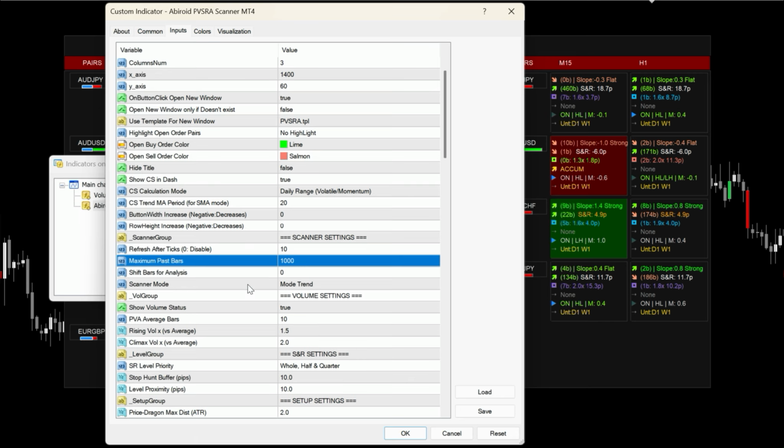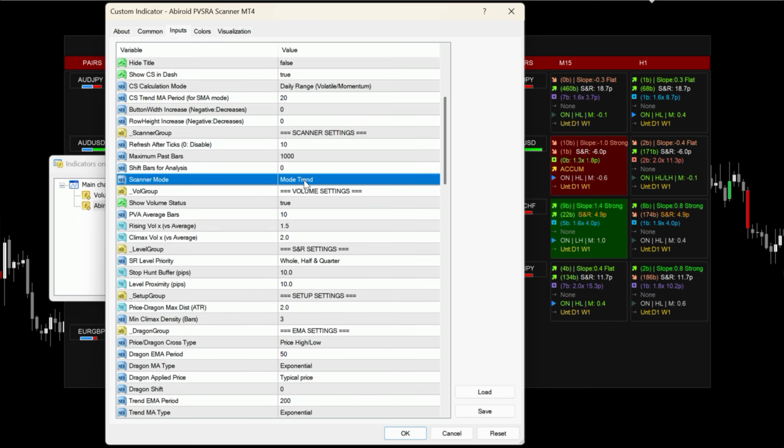Now scanner mode. So if you are trading in the direction of trend, which is what you will do most of the time, then just set it to mode trend. If you are trading retracements, then those will go against the trend. In that case, you can set the mode to retracement. So it won't check this EMA. Mode retracement will not check if EMA 50 is above EMA 200 for getting you the signals, because most of the time you will be trading against the trend.